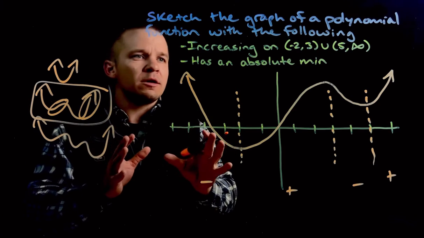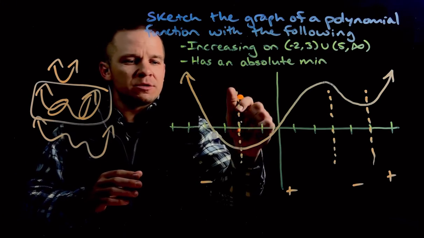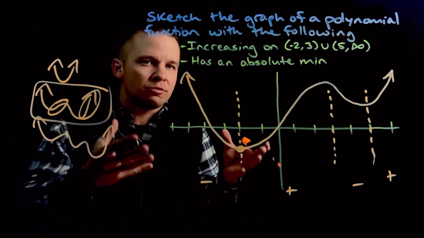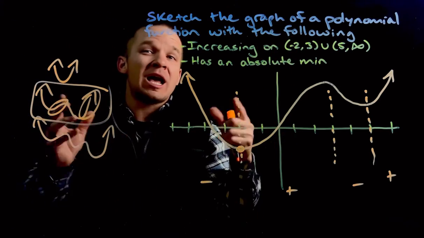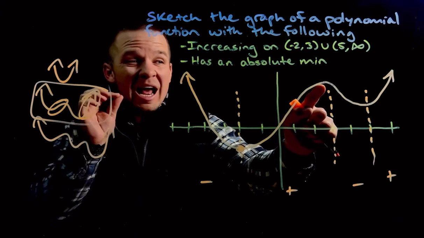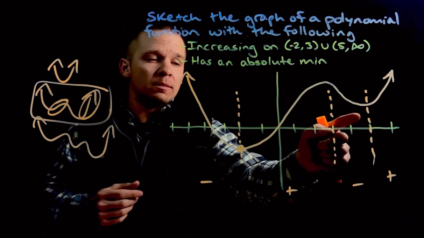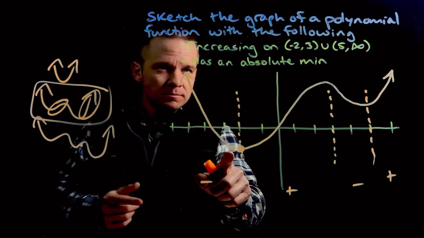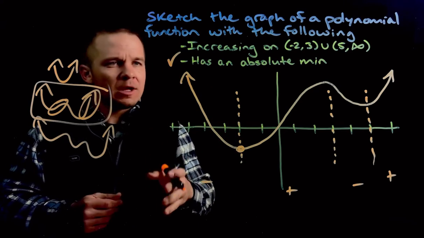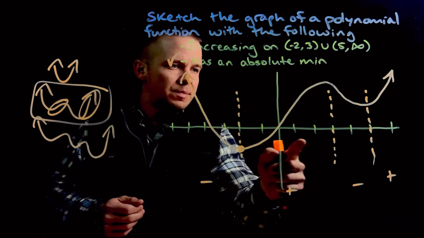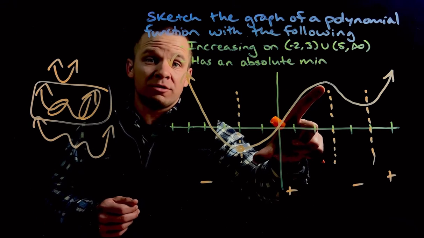So let's take a look here. Do we have an absolute minimum? This would be my absolute minimum here. That's my lowest point on this graph. The arrows are pointing up. I don't have an absolute high point. I have a relative maximum or a local maximum and another local minimum, but that's my absolute minimum. So that checks off. Increasing between -2 and 3, so on -2 to +3 on that interval there, increasing, yep.